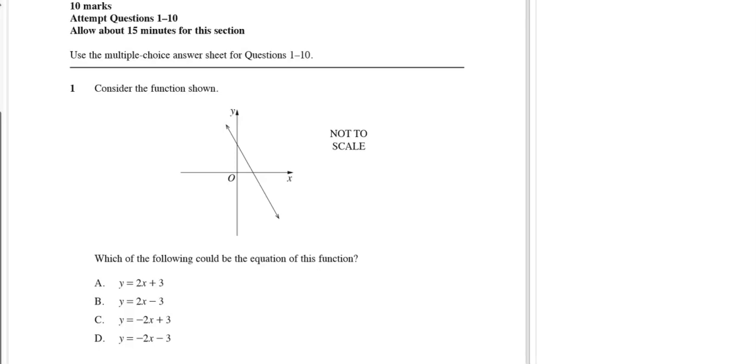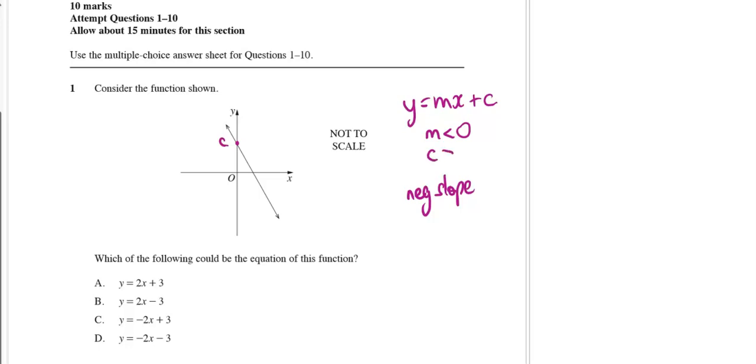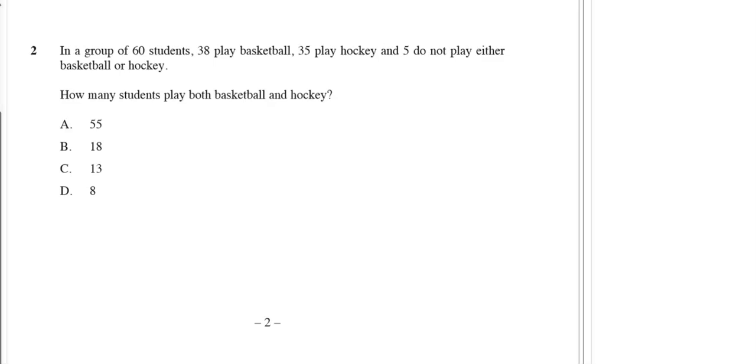Okay, when we're looking at this question, the first thing we notice is a negative slope. So we need to have the coefficient of the x negative. In a structure like this, we know that m is negative. And we can also see that the y-intercept has a positive value, so c is positive. So the only line which meets that criteria is C. The answer is C.